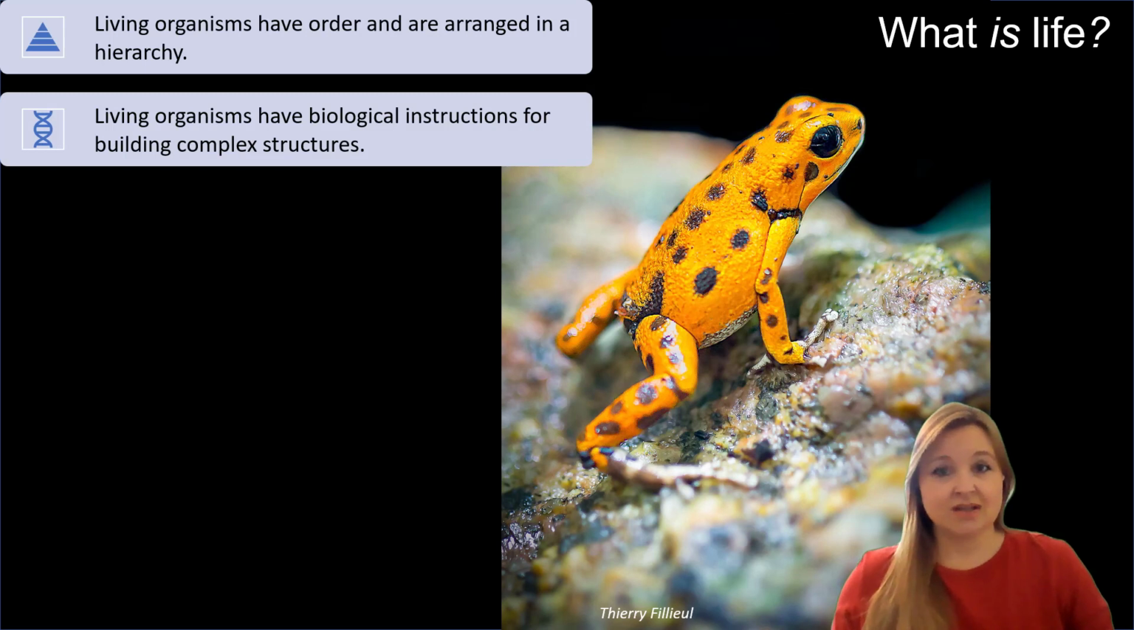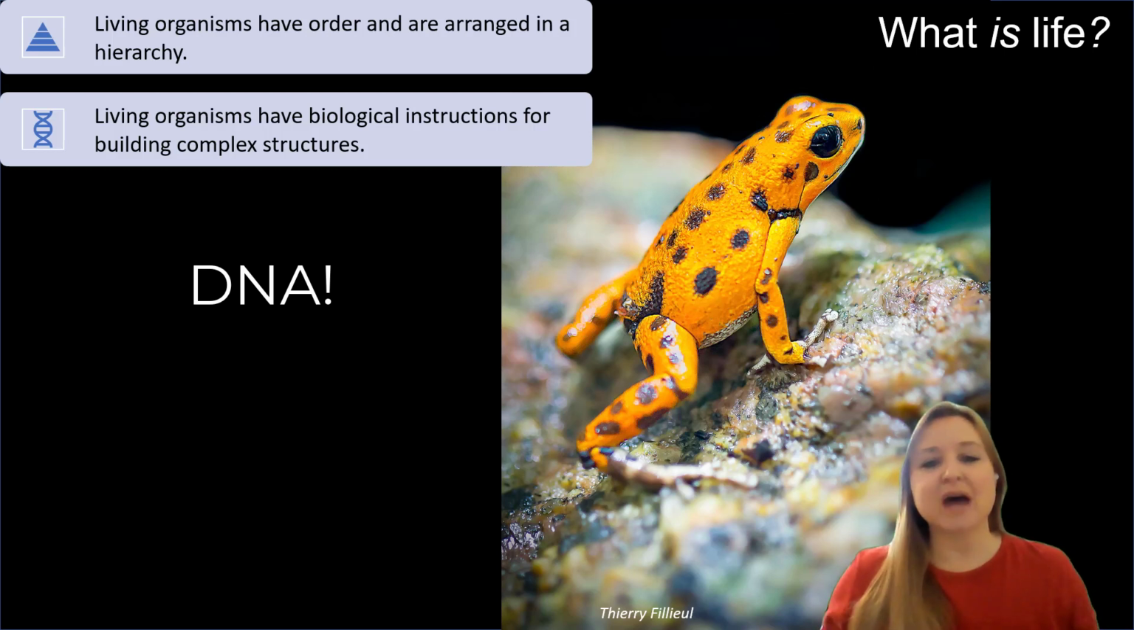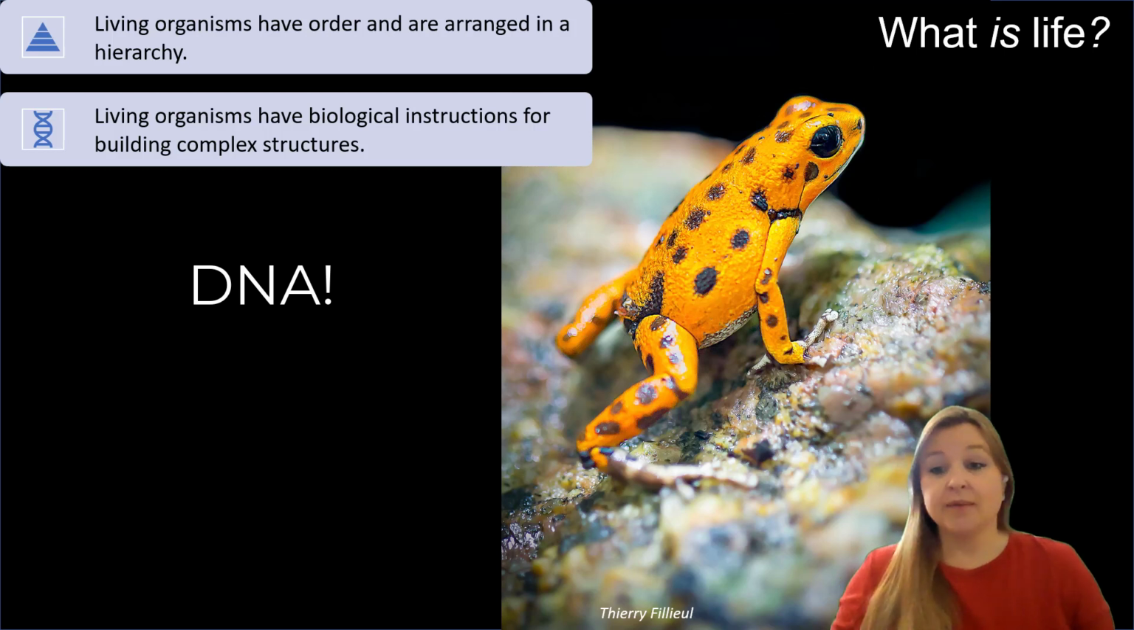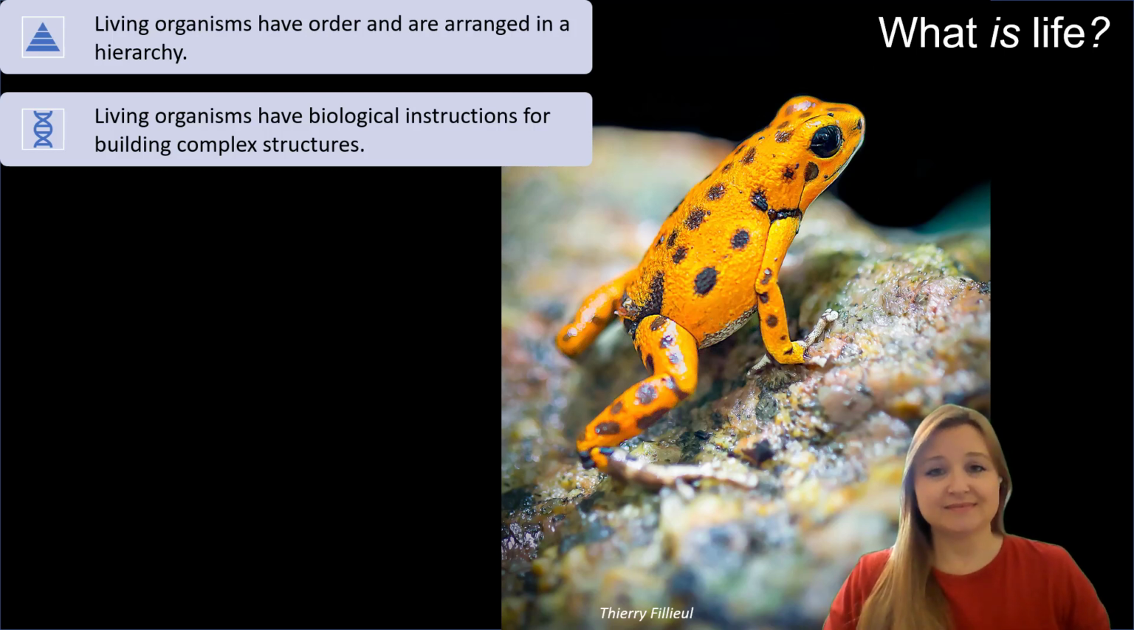The second characteristic that all living things must possess in order to be considered alive is that living organisms have biological instructions for building complex structures. So within their cells, they have these instructions, and I bet you know what those instructions are called. They're called DNA, right? Deoxyribonucleic acid. All living things have DNA within their cells. So that's a characteristic that a living thing has to possess as well. This rock, for instance, does not have any DNA, right?